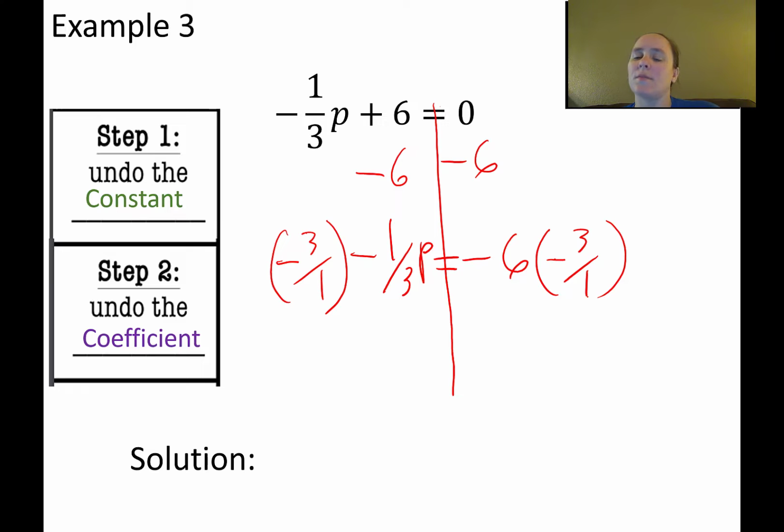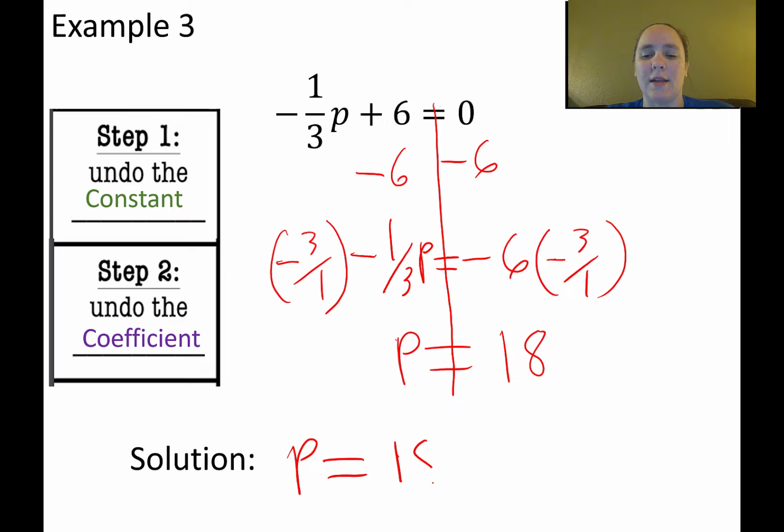In doing this, these cancel each other out. So negative 3 over 1 times negative 1/3 gives me p left over. Negative 6 times negative 3 over 1 gives me 18. So my solution is p is equal to 18.